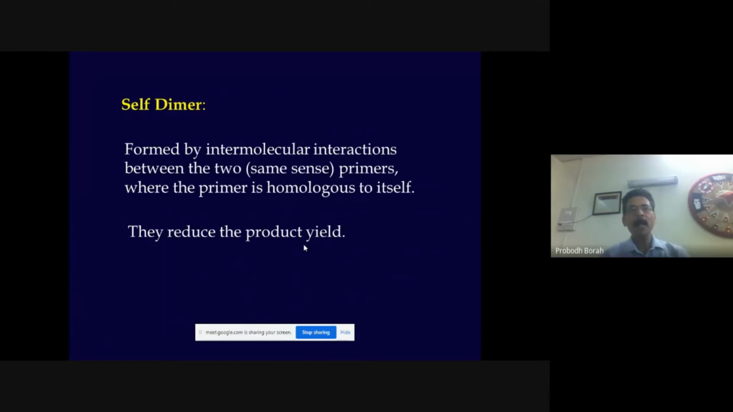Similarly, intermolecular interactions can take place between two molecules of the same primer. That means one molecule of forward primer with another molecule of forward primer, or one molecule of reverse primer with another molecule of reverse primer. That is called self-dimer formation. Same is the case: there may be some complementary regions, and therefore one molecule can combine with another molecule of the same primer before it binds to the template. So primers will get into duplex form before binding to the template. There will be no primers available for binding, and therefore proper amplification will not take place.